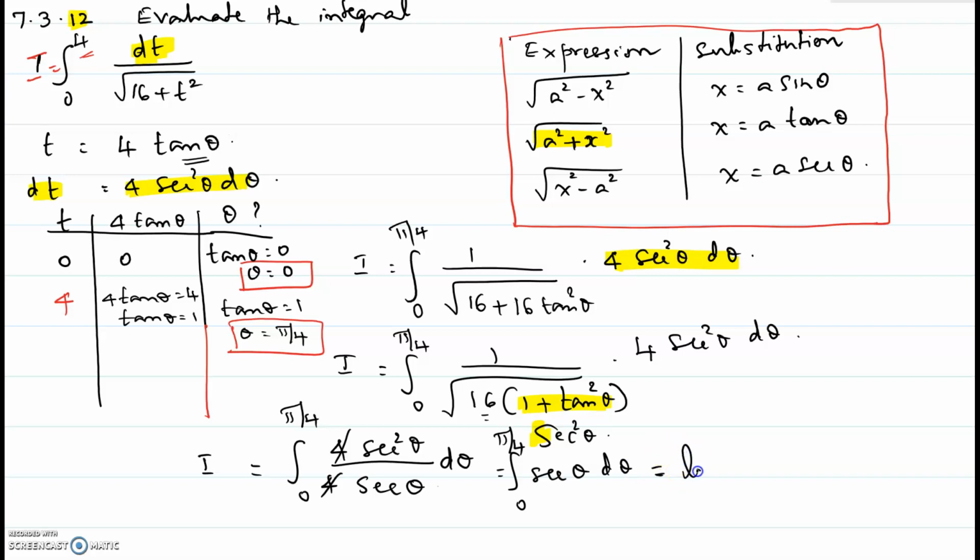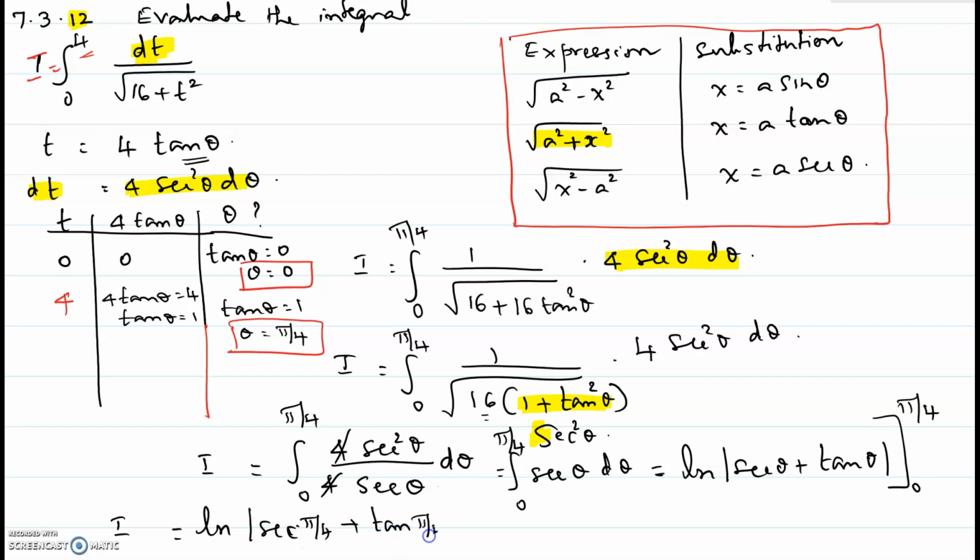The integral of secant is ln of the absolute value of secant theta plus tan theta. This has to be evaluated between the limits 0 and pi by 4. So the value at the upper limit is ln of the absolute value of secant pi by 4 plus tan pi by 4, minus ln of secant 0 plus tan 0. Secant pi by 4 is the reciprocal of cosine pi by 4, which will be root 2. Tan pi by 4 is 1. Minus ln of secant 0, which is 1, plus tan 0, which is 0.